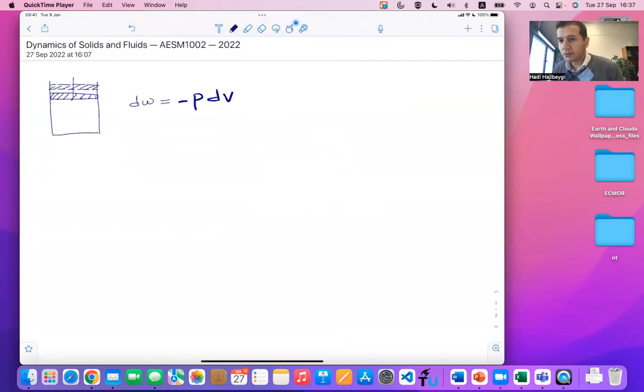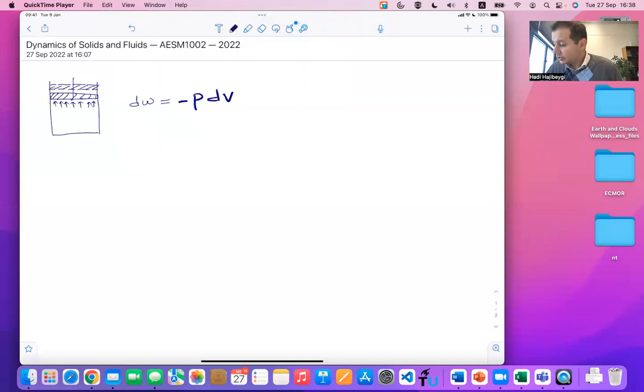Why minus pressure? Pressure is a compressive force, and so the tensile force that we want is the negative of the pressure. Or we can say that the work performed on the system is the negative of the work performed by the system. And so you would see that if we have the pressure here acting, the work performed on the system is minus P dV.